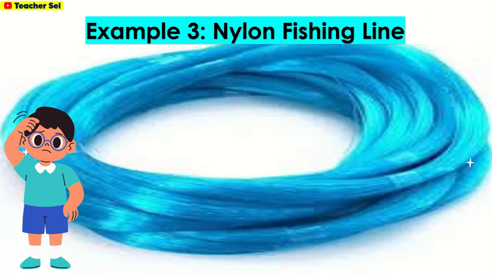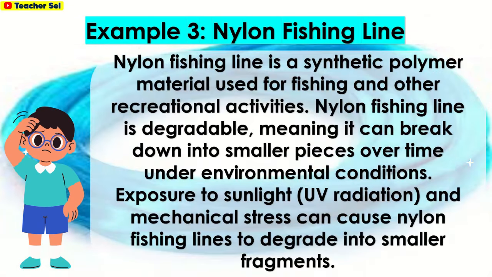Example 3, nylon fishing line. Nylon fishing line is a synthetic polymer material used for fishing and other recreational activities. Nylon fishing line is degradable, meaning it can break down into smaller pieces over time under environmental conditions.